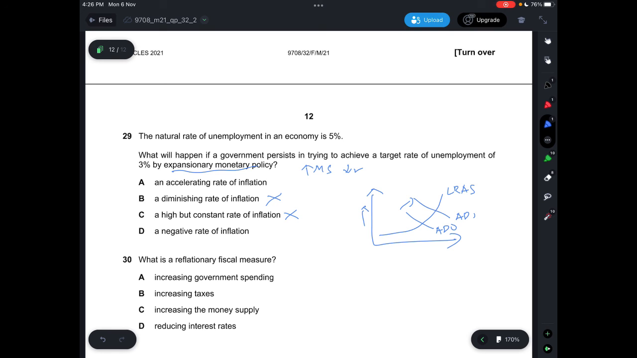And D says a negative rate of inflation. If you look at the graph here, if it's a negative rate of inflation, the AD1 will then go to AD0. So that's not the answer. The answer has to be A.